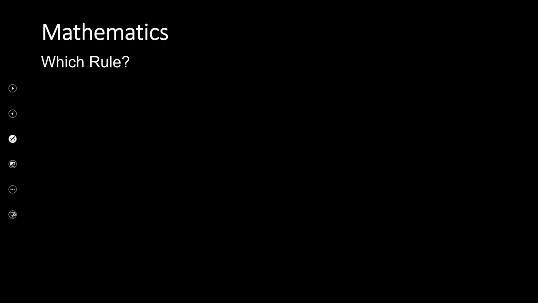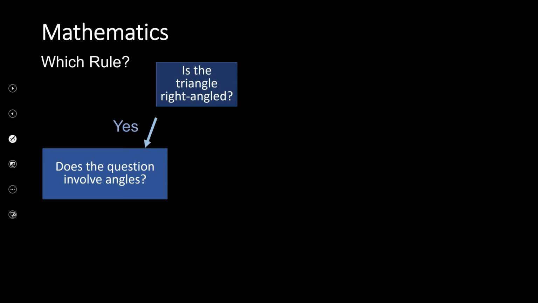So, which rule to use? Pretty simple. First we've got to ask ourselves, is the triangle right angled? If it is, then we have to ask, does the question involve angles? If it involves angles, simple.